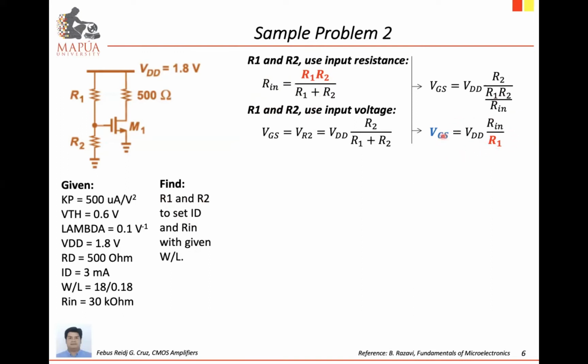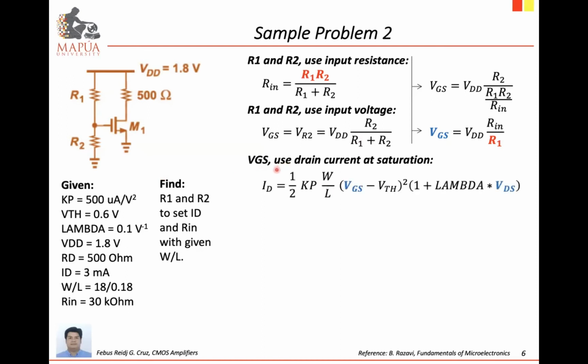To determine R1, we need to first determine the value of VGS. As for the VGS, you can use the drain current equation. All right, so you have this equation. ID is provided, VGS is unknown, and VDS is unknown too. We also need the value of VDS. So before we can solve for VGS, we need to determine the VDS.